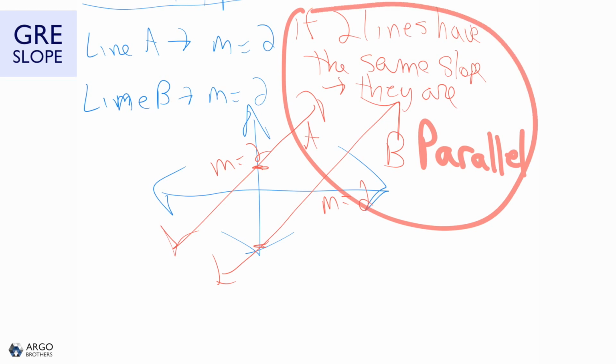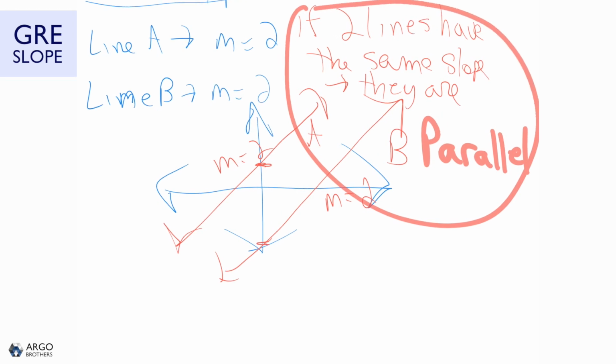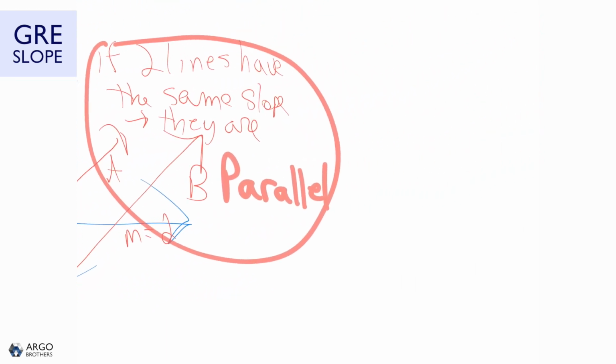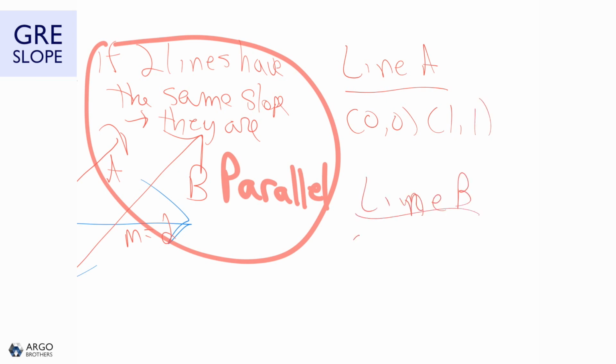That's the first part I want to go over. If two lines have the same slope, they are parallel. So let me give you an example with that. Are these two lines parallel that I'm going to draw? I'll just give you the points. We have line A that has two points that are 0, 0 and 1, 1, and line B that has two points that are 3, 3 and 2, 2.